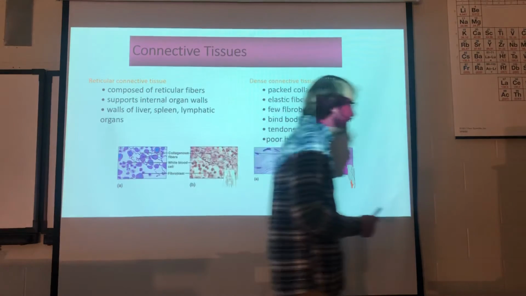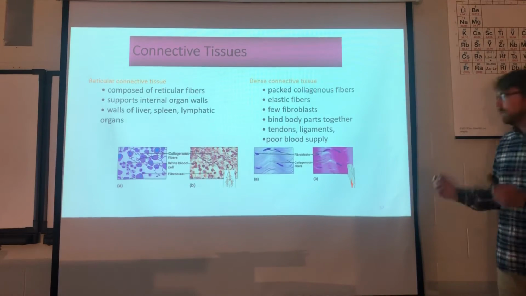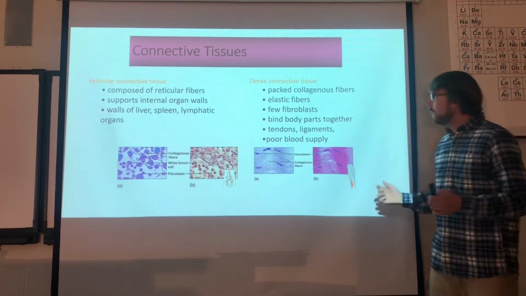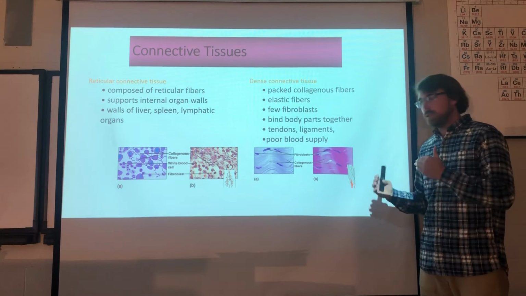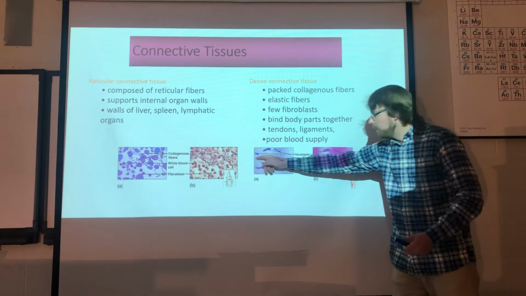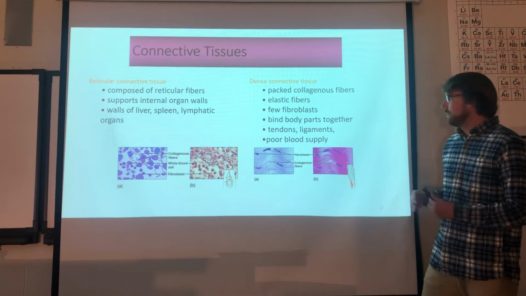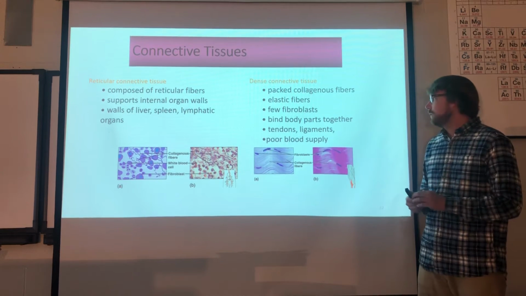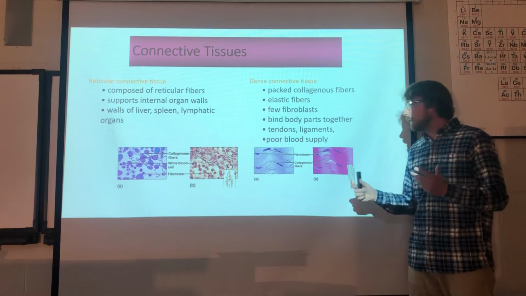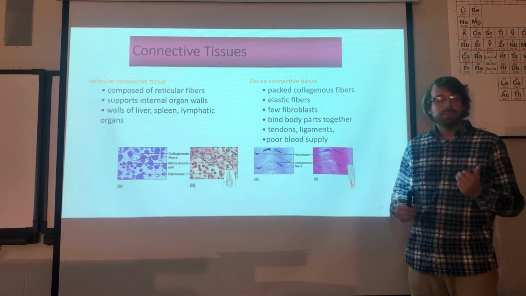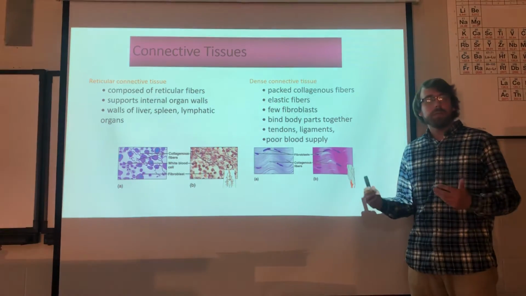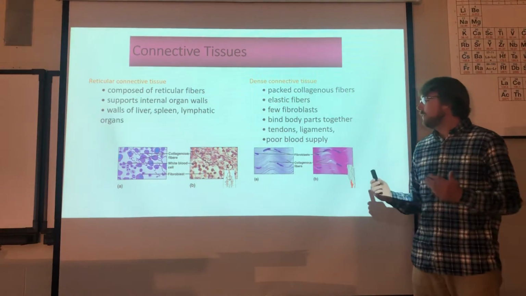Next, we have dense connective tissue. I've talked about this one with you before. So dense connective tissue has packed collagen fibers. So we have these parallel collagen fibers. There's going to be a few elastic fibers. There's a few fibroblasts that are making the fibers. They bind structures together. Ligaments and tendons are what are made of dense connective tissue.